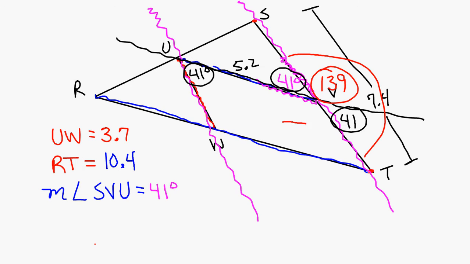What's this angle? 139. Why? Because it's a linear pair with the 41, and it's a vertical with the 139, isn't it? Yeah. Okay. Well done. Very well done. Get the idea of how the midsegment works? Yeah. It's half of the side that it's parallel to. Yes.